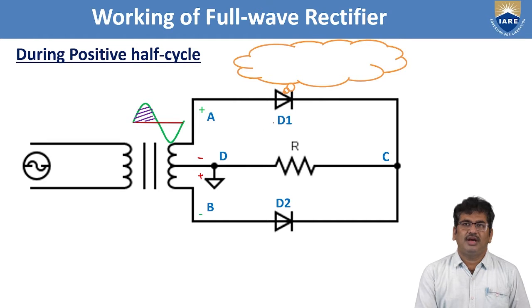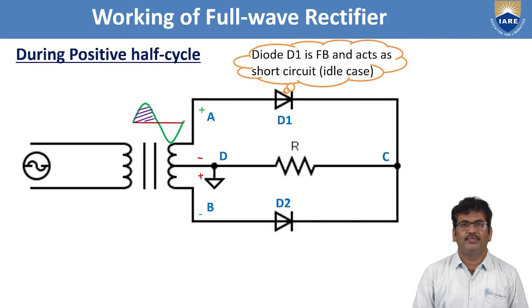Now the bias across D1: the P-type material of diode D1 is connected to a positive potential, and the N-type material is connected to a negative potential by means of resistance R. So the diode D1 is said to be in forward bias. In the ideal case, whenever the diode is in forward bias, we can replace it with a short circuit.